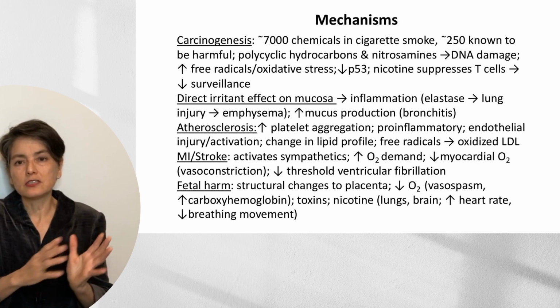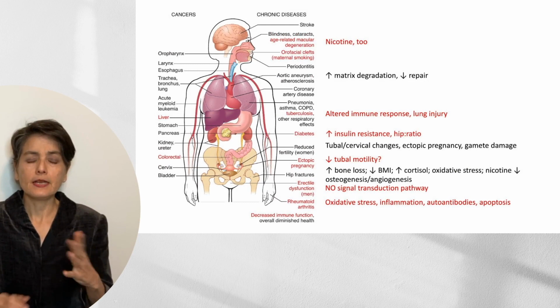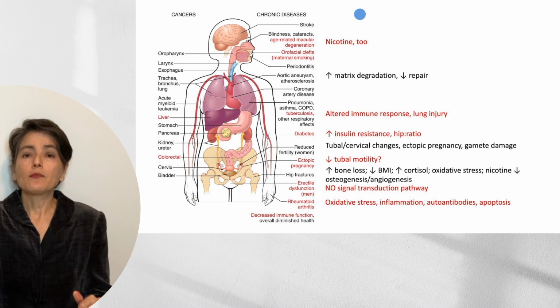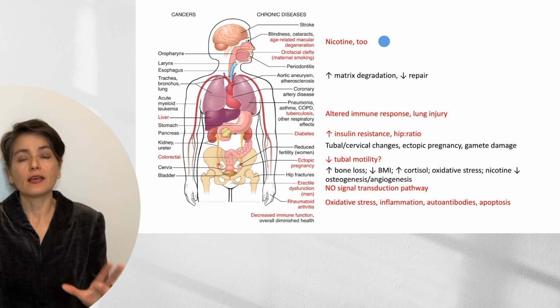pathologies that you see. Now, this is an image from Robbins Pathologic Basis of Disease going over the cancers as well as the chronic diseases associated with cigarette smoking. I'm going to go through all of these, well, not all of these, I'm going to go through a lot of these in the next couple of slides. I just wanted to point out a couple of things regarding ocular issues, which are associated not just with cigarette smoking, but also with nicotine. So that means that e-cigarettes also increase your risk for some of these ocular issues.